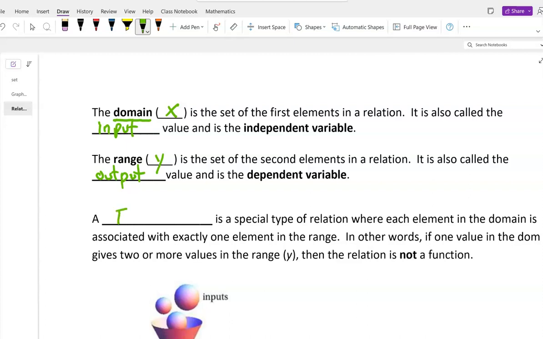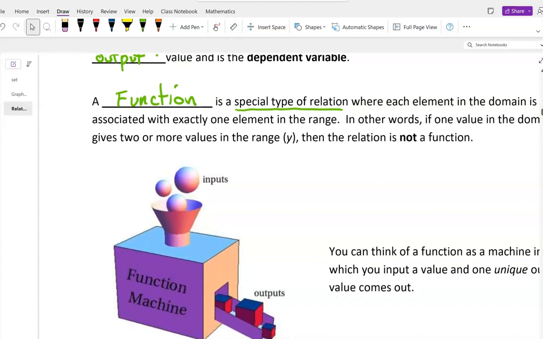All right, and now let's talk about what this idea of what a function is. A function is a special type of relation where each element in the domain is associated with exactly one element in the range. In other words, if one value in the domain gives 2 or more values in the range, then the relation is not a function. I always think of the function as some sort of a machine. You're putting stuff in, and the stuff that comes out has to be unique. Every input can only have one output. If there's more than one output for one input, it is not a function.